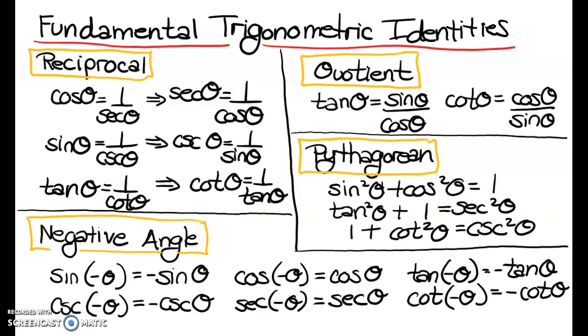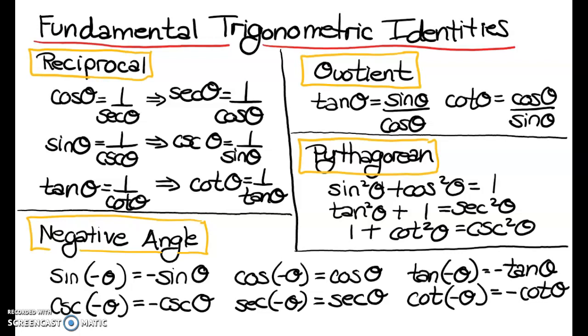We had the reciprocal identities right here, and there were 6 of them. So I've outlined them. Cosine of theta equals 1 over secant of theta, which leads us to secant of theta equals 1 over cosine. Sine equals 1 over cosecant, which leads us to cosecant equals 1 over sine. And then tangent equals 1 over cotangent, which leads us to cotangent equals 1 over tangent.